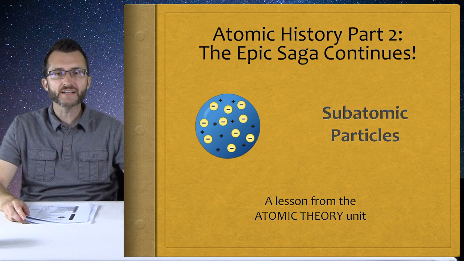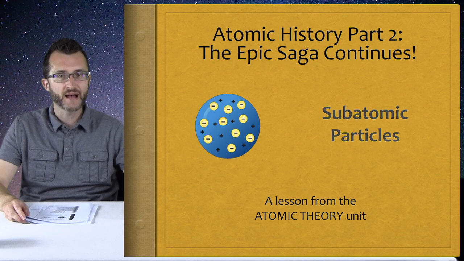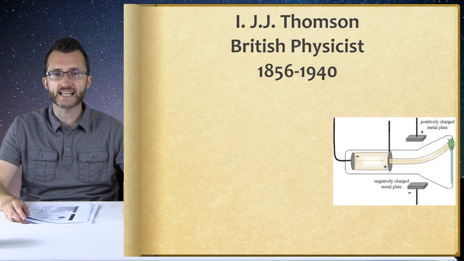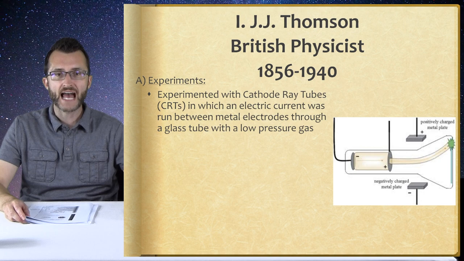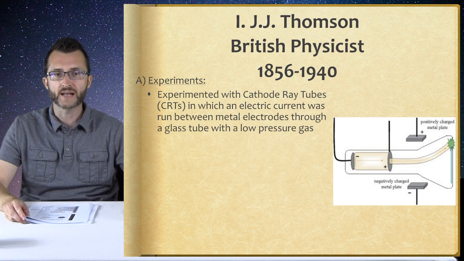The epic saga continues. Subatomic Particles, a lesson from the Atomic Theory Unit. J.J. Thomson, British physicist, 1856 to 1940. Experiments. He experimented with cathode ray tubes, or CRTs for short, in which an electric current was run between metal electrodes through a glass tube with a low-pressure gas.